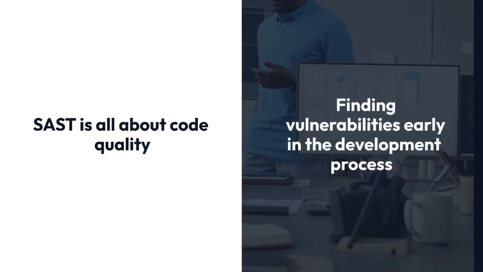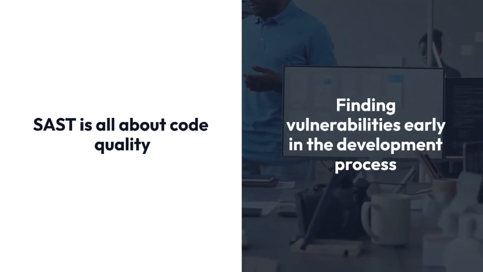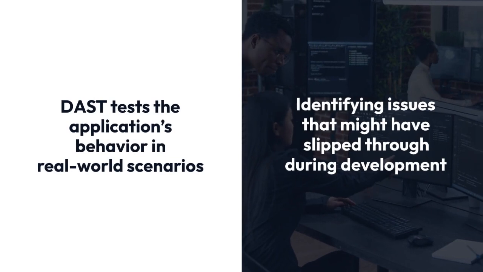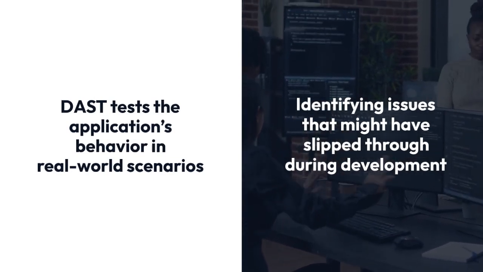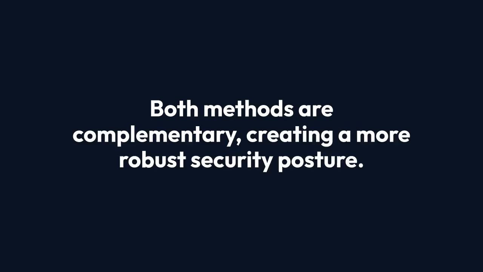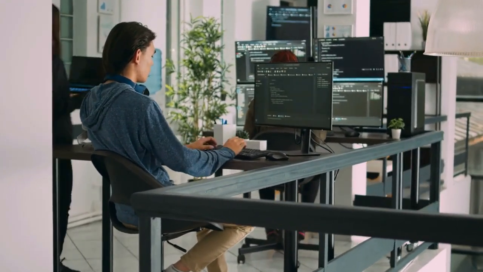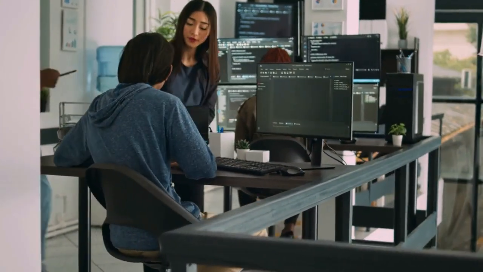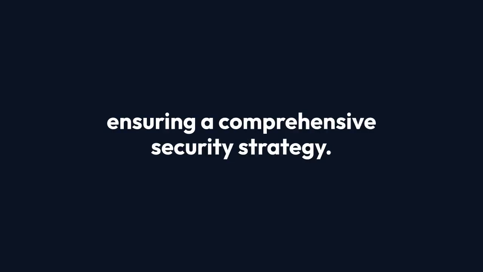So how do SAST and DAST differ? SAST is all about code quality, finding vulnerabilities early in the development process. It's like having a safety net during coding. On the other hand, DAST tests the application's behavior in real-world scenarios, identifying issues that might have slipped through during development. Both methods are complementary, creating a more robust security posture. While SAST helps developers prevent vulnerabilities during coding, DAST assists security teams in identifying issues by probing the application in real time, ensuring a comprehensive security strategy.